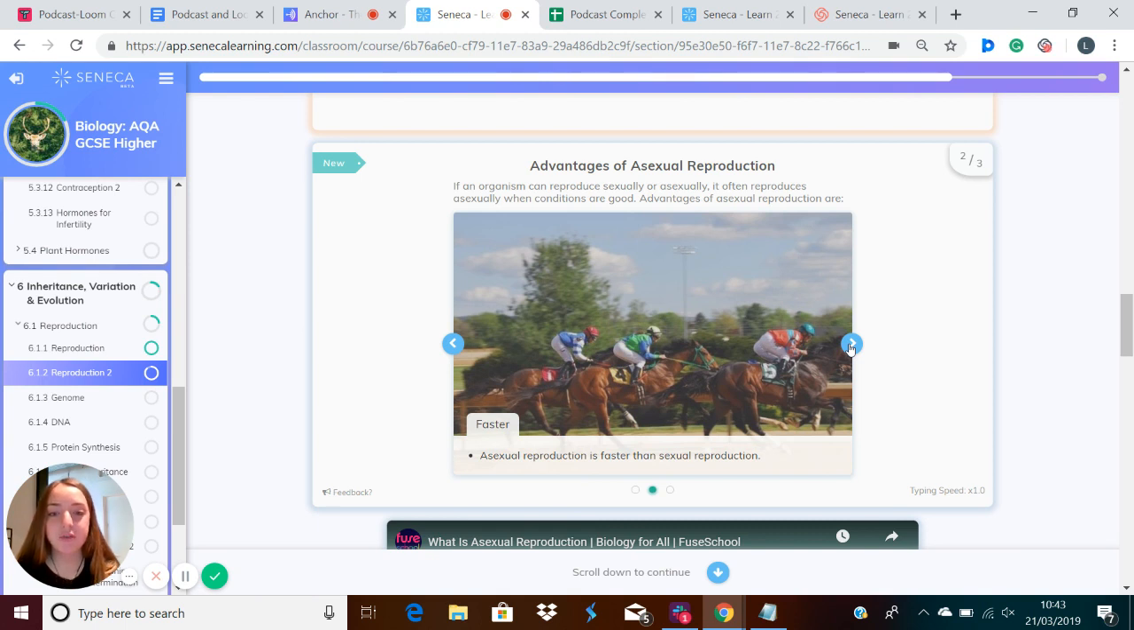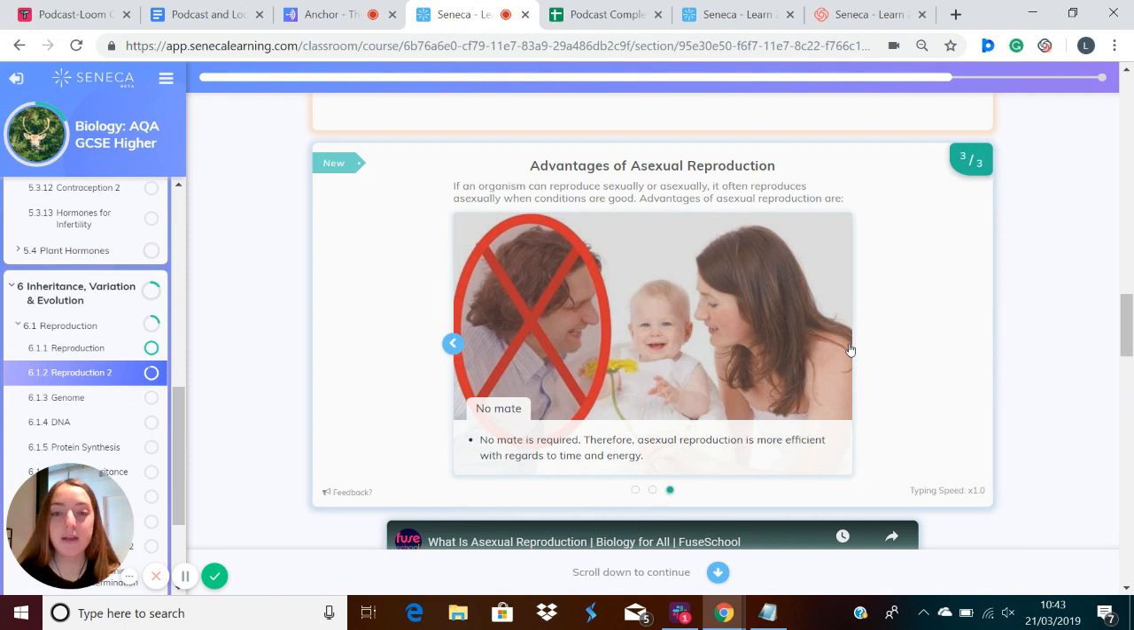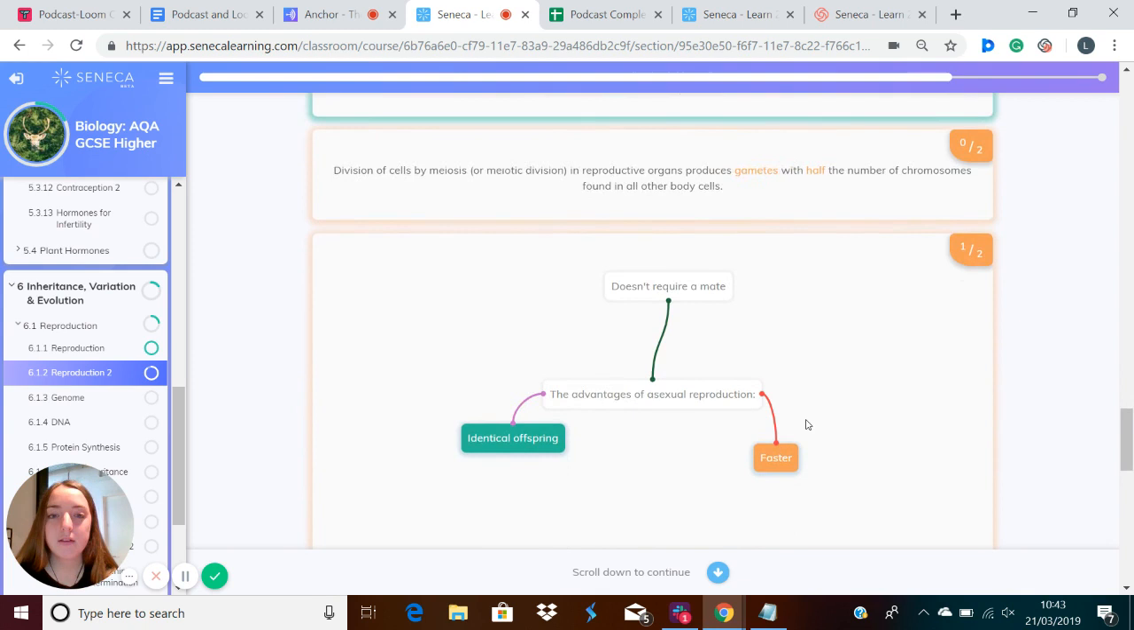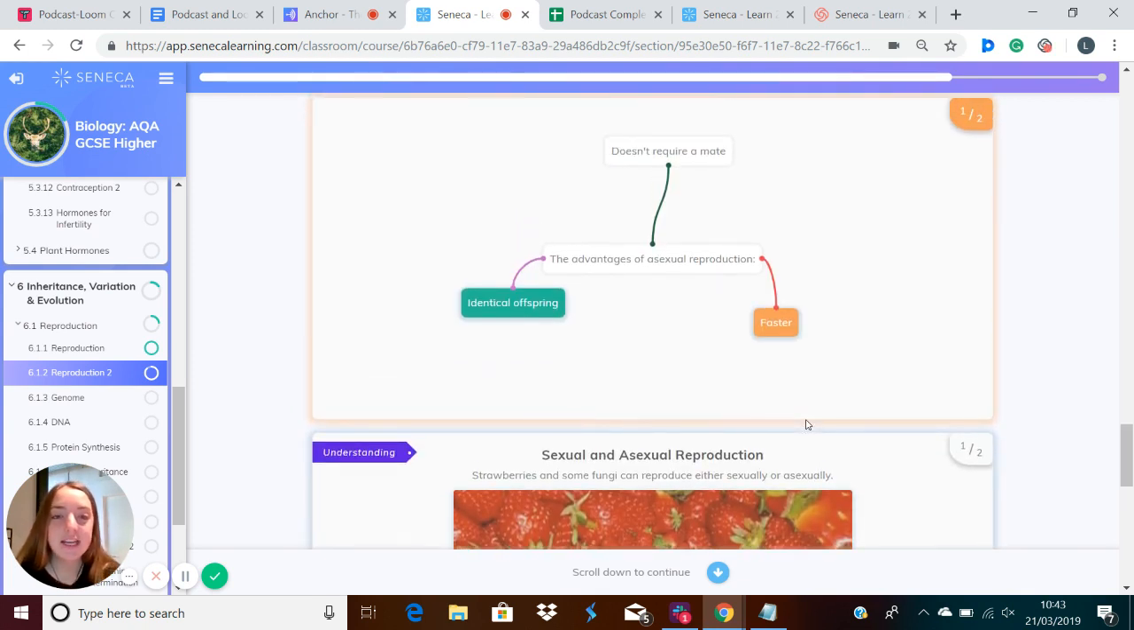Asexual reproduction is also faster than sexual reproduction, and you don't need a mate for it. So it's more efficient in regards to time and energy because you don't have to go and find a mate. So to recap that, the advantages of asexual reproduction are that it's faster, you can produce identical offspring, which is good if you've got favourable conditions, and you don't need to waste time or energy finding a mate.